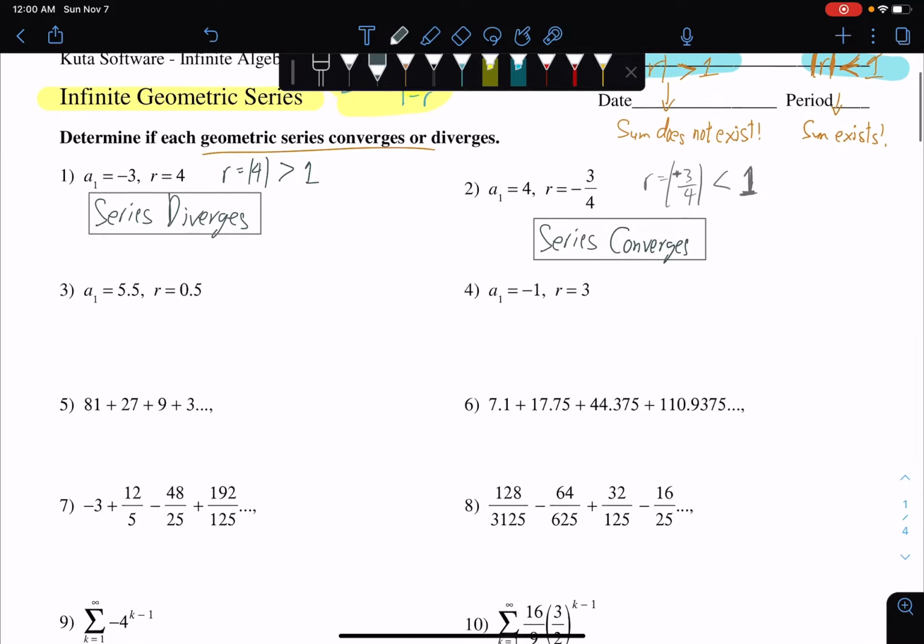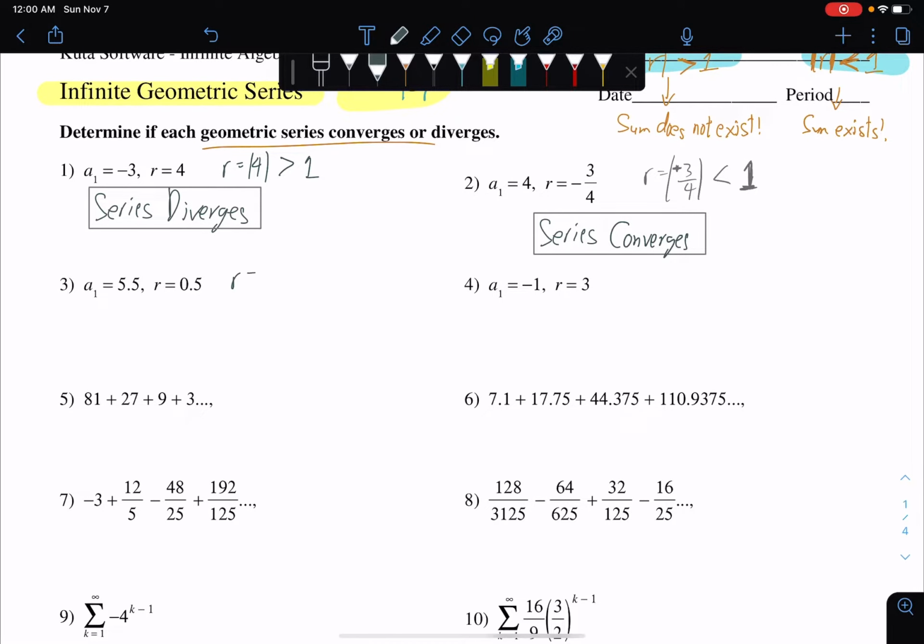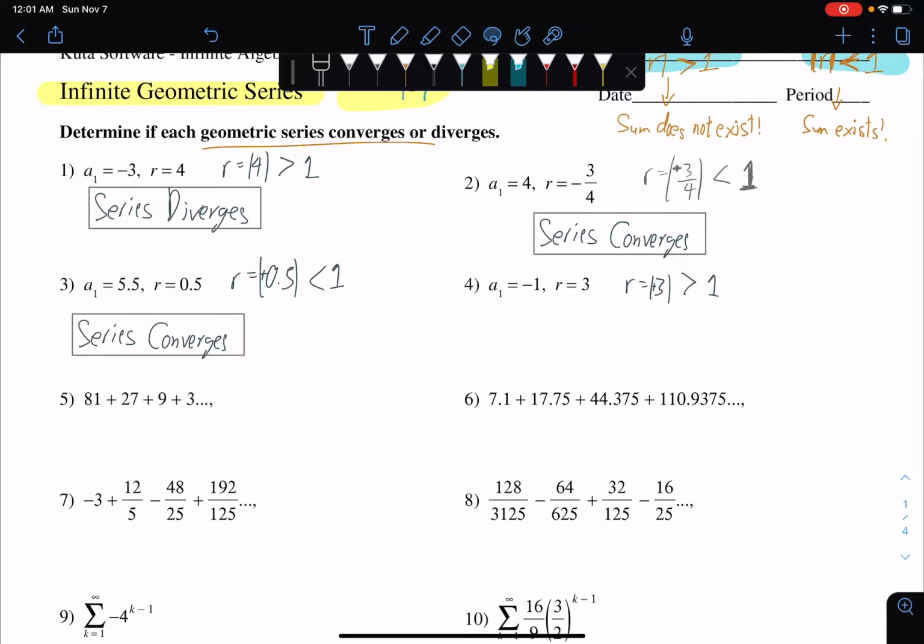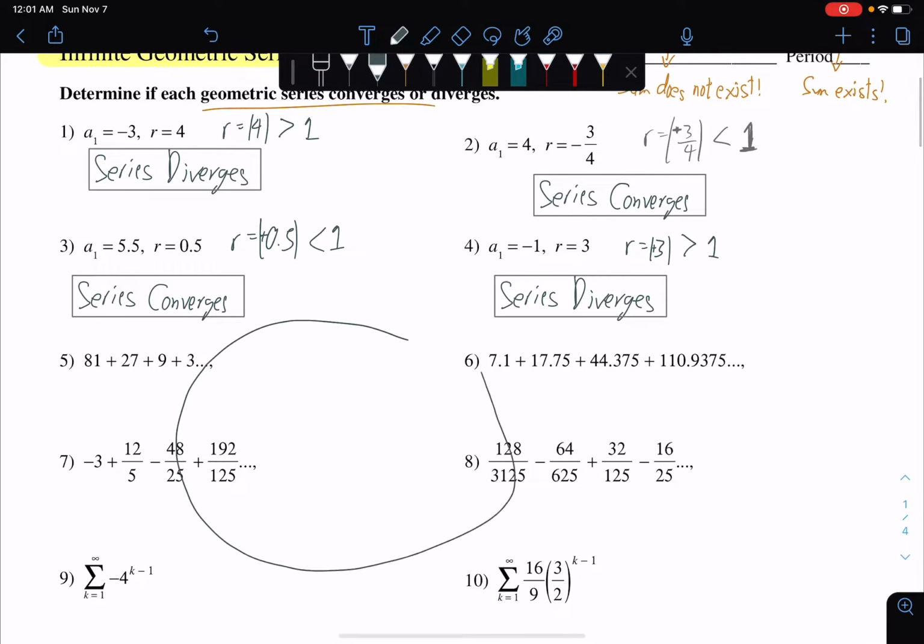Alright, let's move to number 3. r is equivalent to 0.5. Absolute value, this is already positive anyways. It's less than 1. So the series also converges, just like what we have in number 2. So for number 4, r is still 3, absolute value is still positive 3. 3 is greater than 1, therefore, our series diverges. I hope you're getting the pattern now. Let's skim through a few more examples, just in case you haven't understood it fully yet.